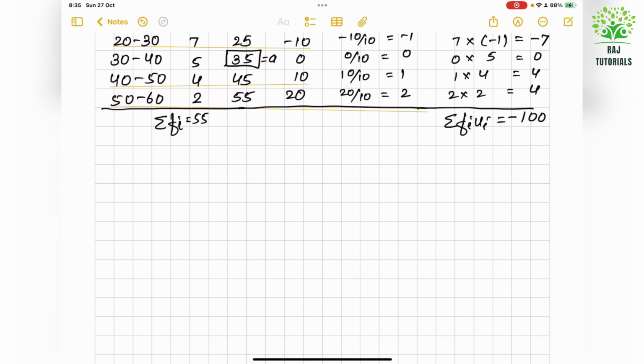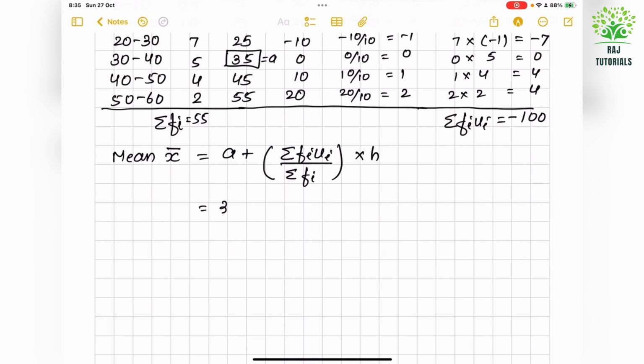Now, the step deviation mean formula is mean x bar equal to a plus sigma fi ui upon sigma fi into h. So here a was my 35 plus minus 100 upon 55 into h. H was 10. So this will be minus 100 upon 55 into 10. So that will come as 18.181. So if I subtract that from 35, I will get 16.818. So by all the three ways, I will get the same answer.